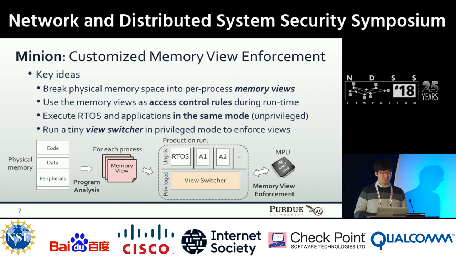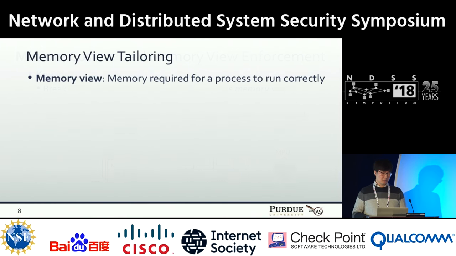The only small module that we run in the privileged mode is something called the view switcher. It's a tiny module that takes the memory views as inputs, and at runtime, it enforces the views using the MPU hardware. So what is a memory view? Technically, it's a set of memory regions that are required to run a process correctly.